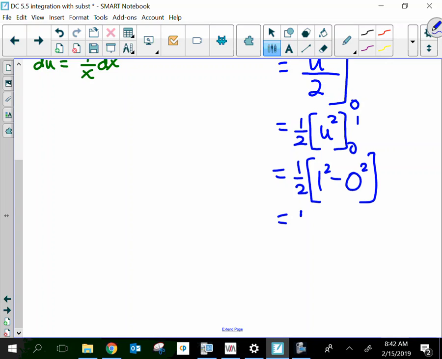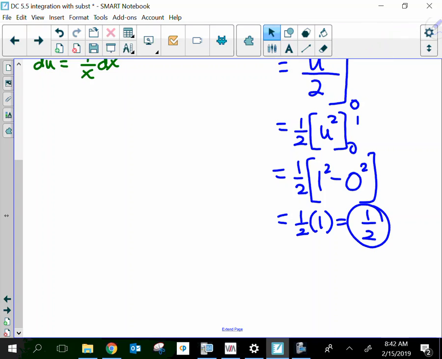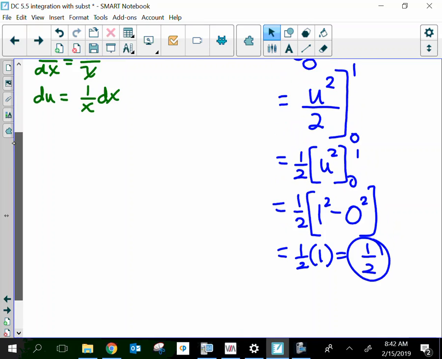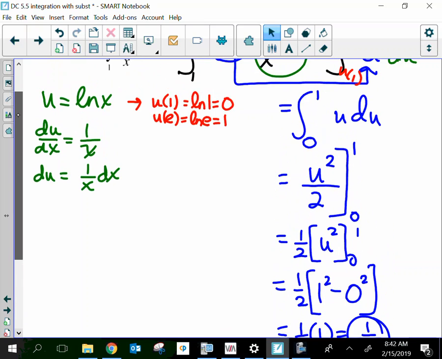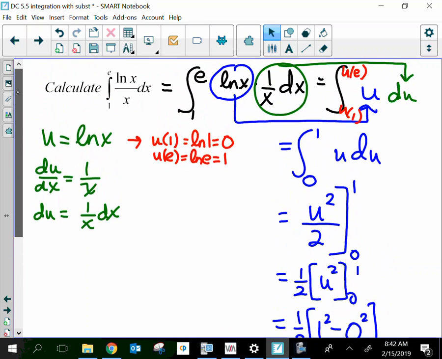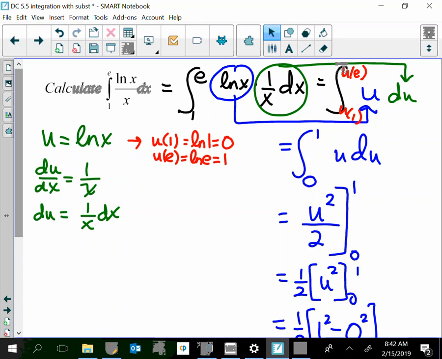Nice. Okay. And 1 squared is, and there you have your answer. So you can easily check that. Any questions about the process? Anything you need to hear again? You gotta watch your original problem, swapping out things, and then those are the new numbers there.